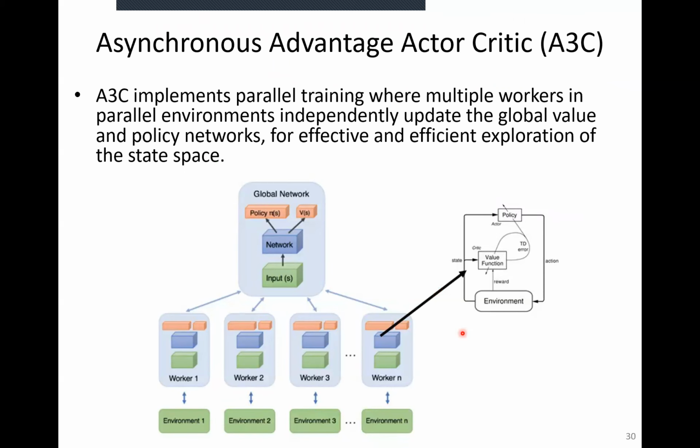Asynchronous advantage actor-critic, A3C, implements parallel training with so-called asynchronous updates, where multiple workers in parallel environments independently update the global value and policy networks for effective and efficient exploration of the state space. So you can parallelize the training process over hundreds of GPUs, which may make the convergence much faster.